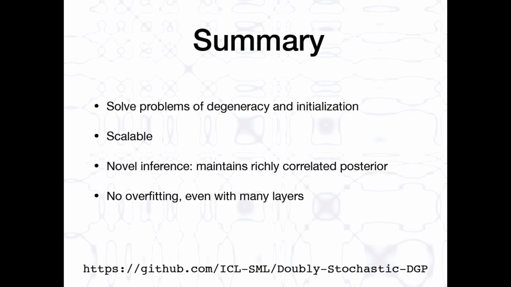In summary, we solve the problems of degeneracy and initialization with the mean function. Our inference method is extremely scalable, and it maintains a richly correlated posterior, which itself is a deep GP. And we don't observe overfitting, even with lots of layers. Come to the poster if you want more details.